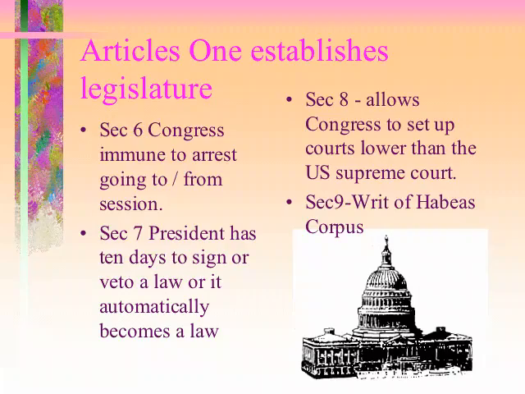Section 7, the president has 10 days to sign or veto a law, or it automatically becomes law. This way, if the president takes no action, it becomes law. It's the word of the people. Section 8 allows Congress to set up courts lower than the U.S. Supreme Court. And Section 9 is a writ of habeas corpus. We'll speak about habeas corpus a little later.